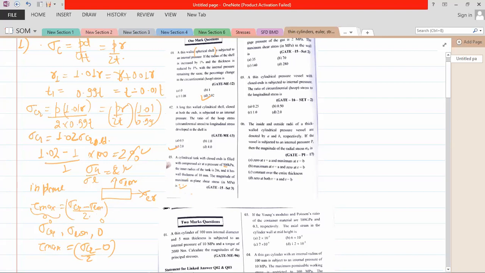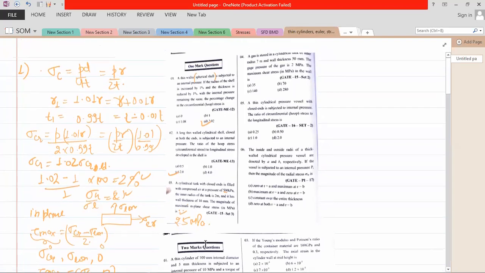And your answer, if you just solve it using PD by 4T and PD by 2T, is 25 megapascal. So we can solve. I'm just going with the concept because lots of questions are there.